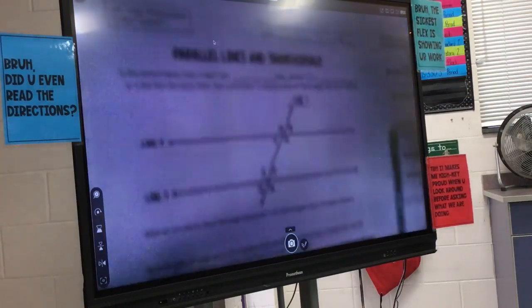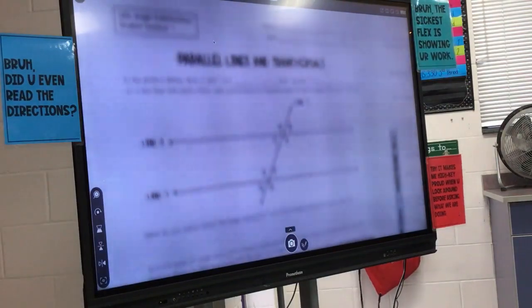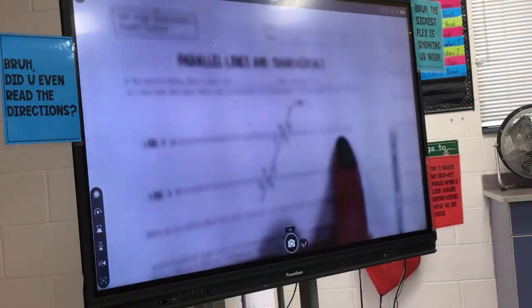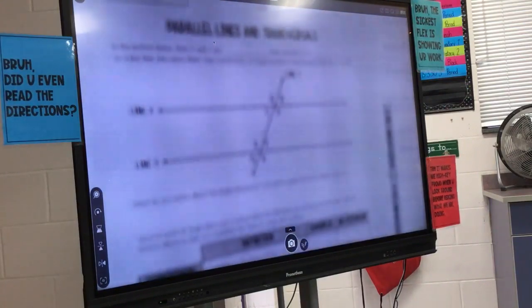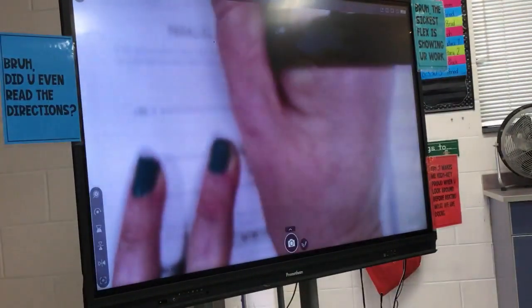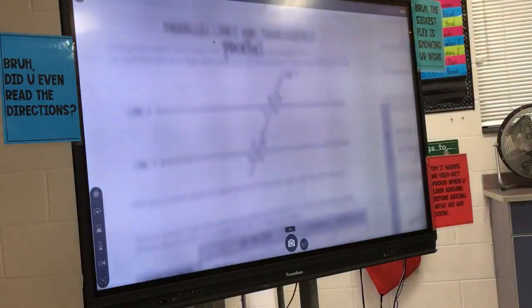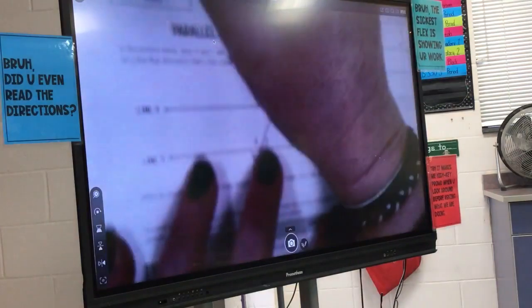So it says in the picture below, lines X and Y are what kind of lines? X is the top line, Y is the second line. What kind of lines do they make? Anybody? Parallel. They make parallel lines. And we know parallel lines do not what? Intersect. They do not intersect.